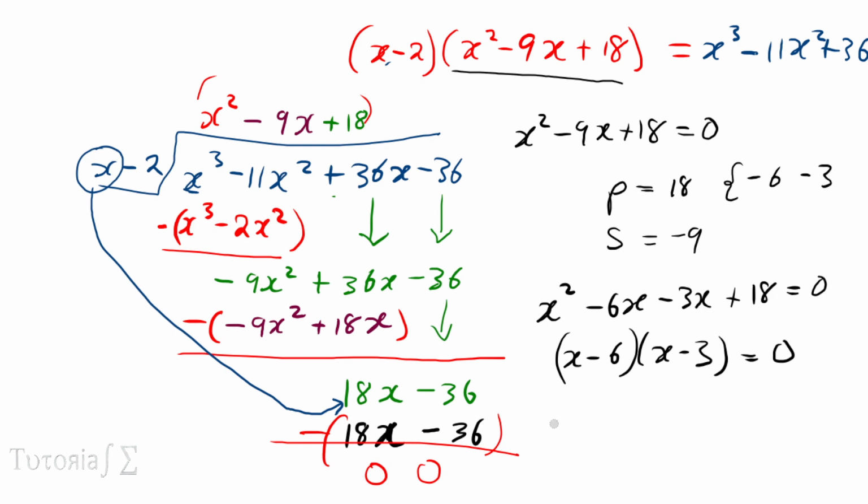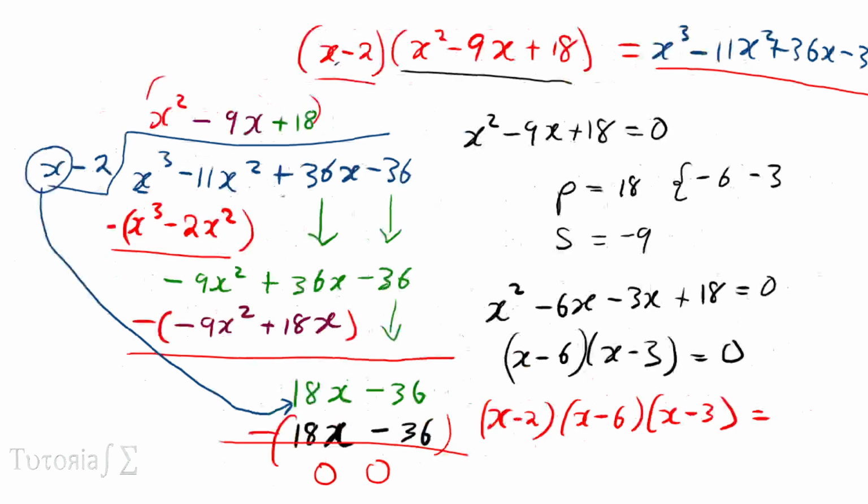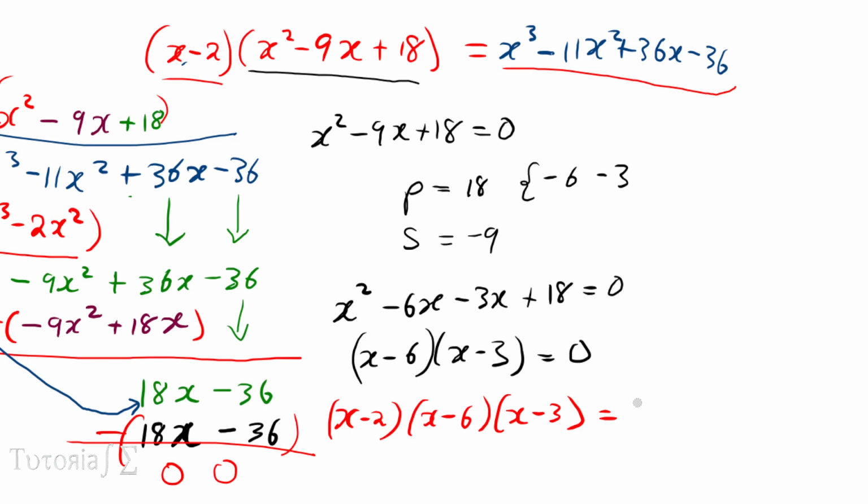Yeah. So meaning that x minus 2, let me write it in red, which is this one that we found here, x minus 2, times this, which is x minus 6 times x minus 3. When we multiply them, they are going to give us what? This right here. Are you following? Yes. So they are going to give us x to the power 3 minus 11x to the power 2 plus 36x minus 36.